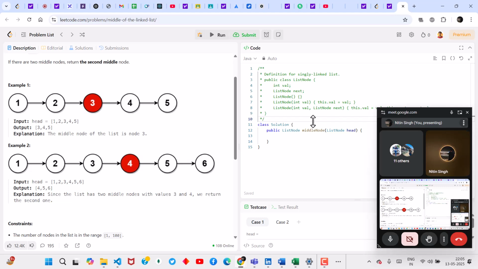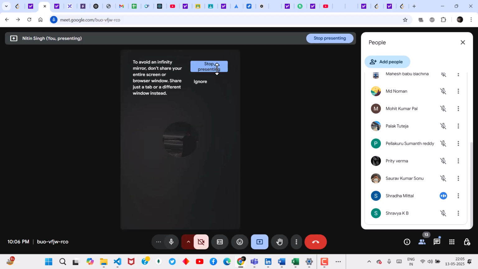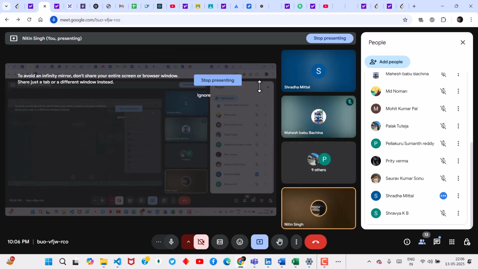Sir, in this question, we have to return only one value, right? Only the middle value? No, no. Let me correct you, Shraddha. Not the value, the node. Sir, what would be the difference between the two? Value is the data member of this node. And node means it comprises of the reference and the value of that node. Makes sense. Yes, sir, it makes sense.